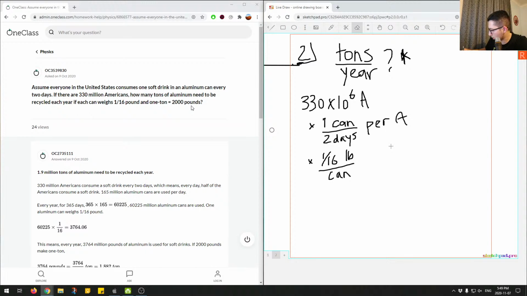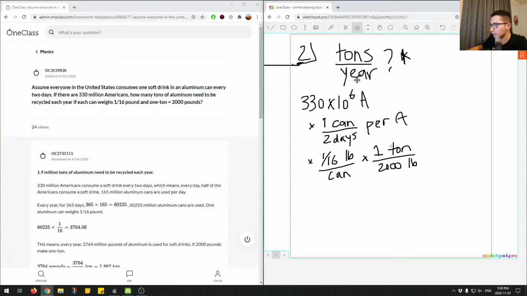So we'll say for 1 ton, we'll say times 1 ton per 2,000 pounds. Okay, so looking at this, this is all multiplied together. So this multiplied by this multiplied by this. You can think of them all being side by side. We can see that the cans cancel out, the pounds cancel out. We have the tons left in the top of the fraction. The Americans cancel out, and then we're left with days on the bottom.